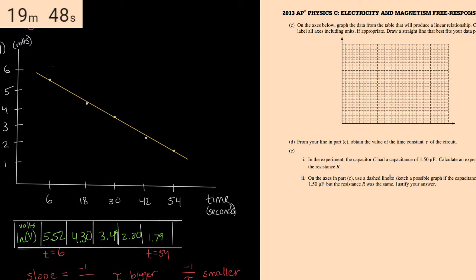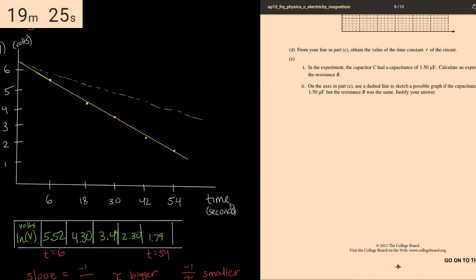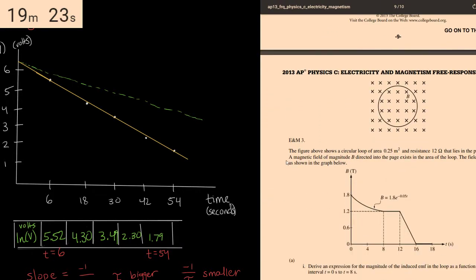So let's draw ourselves a nice dashed line here to represent a slightly shallower version of what was happening in part C. Yeah, that's decent. And it looks like it would start about the same place that this one would start, right there. Yep, great. All right, 19 minutes. Looking good. Let's do question 3.